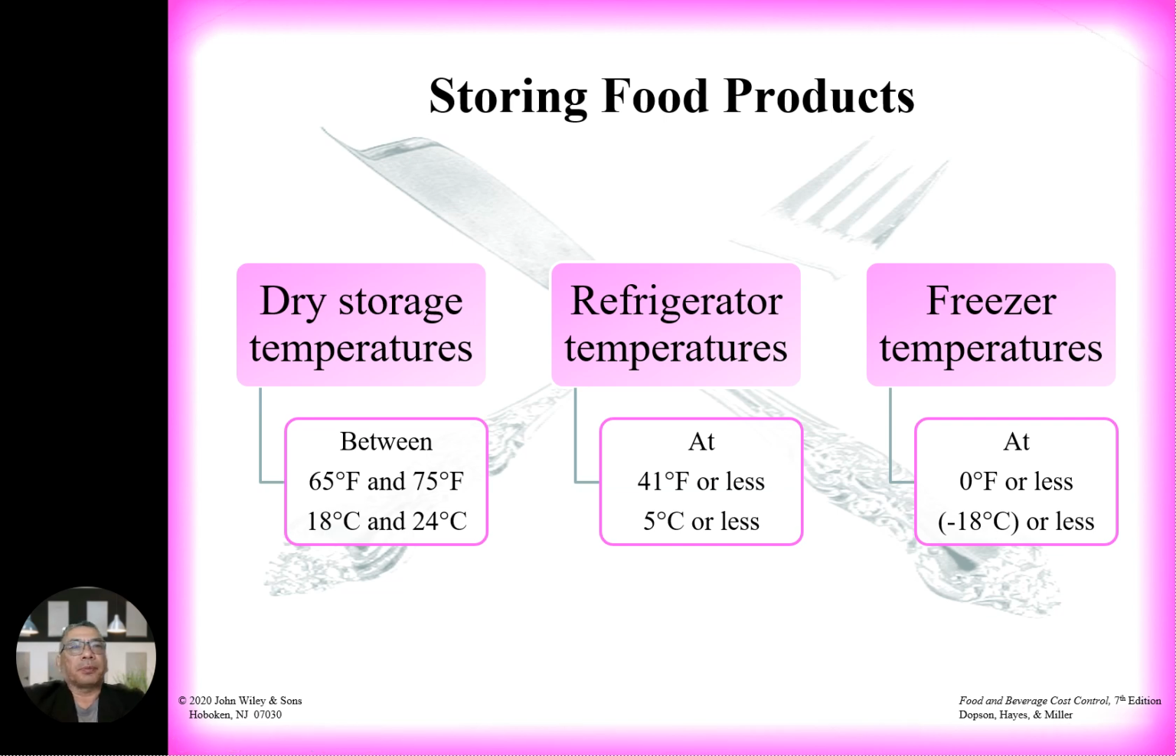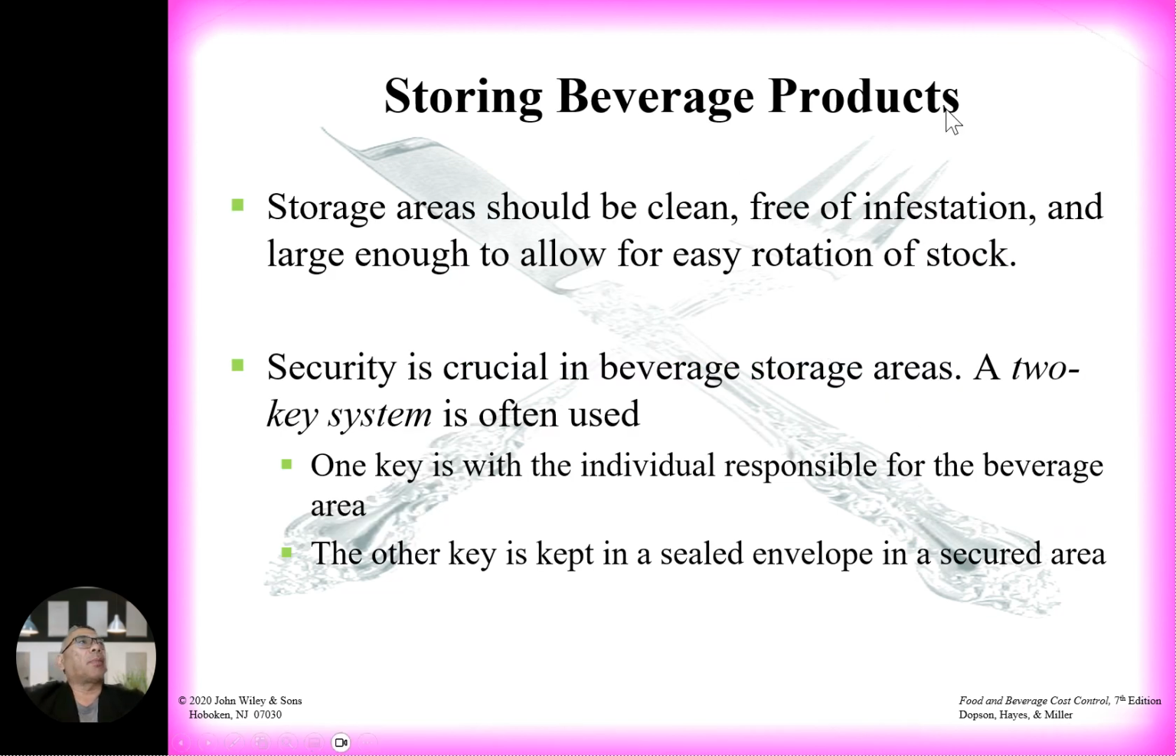Storing beverage products: storage areas should be clean, free of infestation, and large enough to allow easy rotation of stock. Security is crucial in beverage storage, so a two-key system is often used. One key is for the individual responsible for the beverage area. The other key is in a sealed envelope in a secured area, to make sure of the security system.